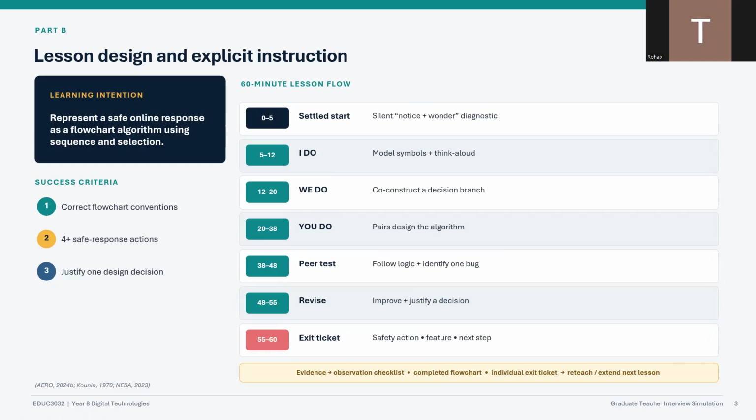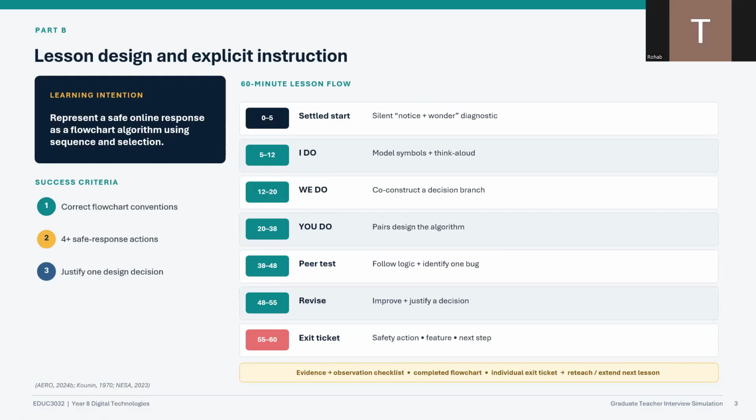Students enter to settle and start; the visual agenda and learning intention are already displayed and they complete a silent notice and wonder response to an anonymous group chat. I then will use an I do, we do, you do sequence, which is another good strategy. First, I will explicitly model the start, process, decision, and end symbols and think aloud while building one branch of the algorithm. Next, the class will construct a second branch, responding on mini whiteboards or probably digitally. And then I go and check every student's responses rather than relying on volunteers.